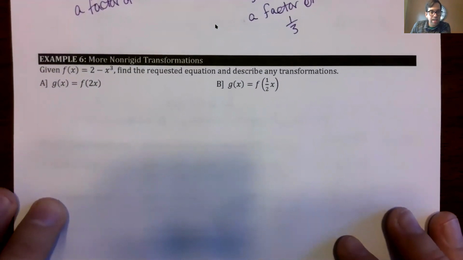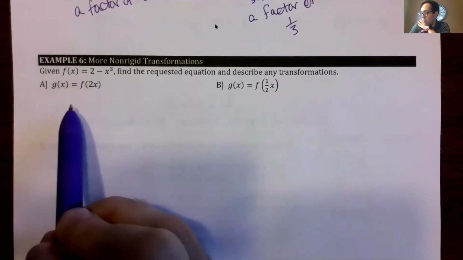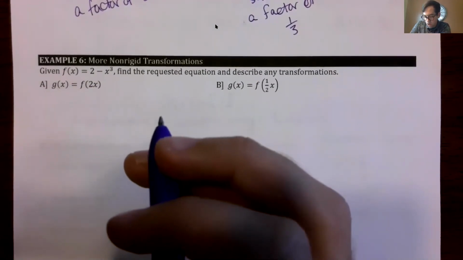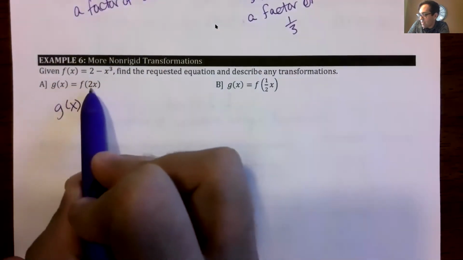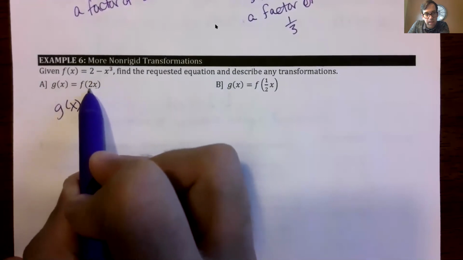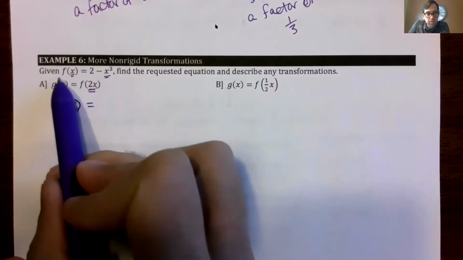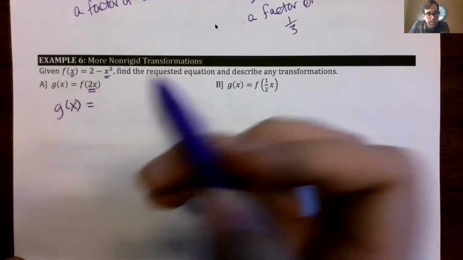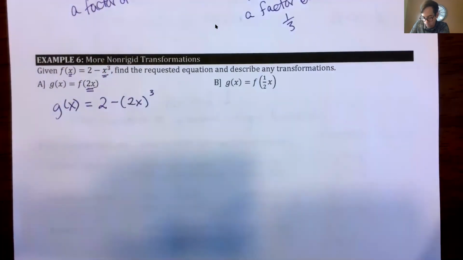If f of x equals 2 minus x cubed, find the requested equation and describe any transformations. So f of x equals 2 minus x cubed. G of x equals f of 2x. So g of x is the same as f of x, except wherever there was an x, now we're substituting in 2x. So this x is being replaced, right? Because the initial was f of x, now it's f of 2x, so we're replacing x with 2x. So it's going to be 2 minus 2x cubed.